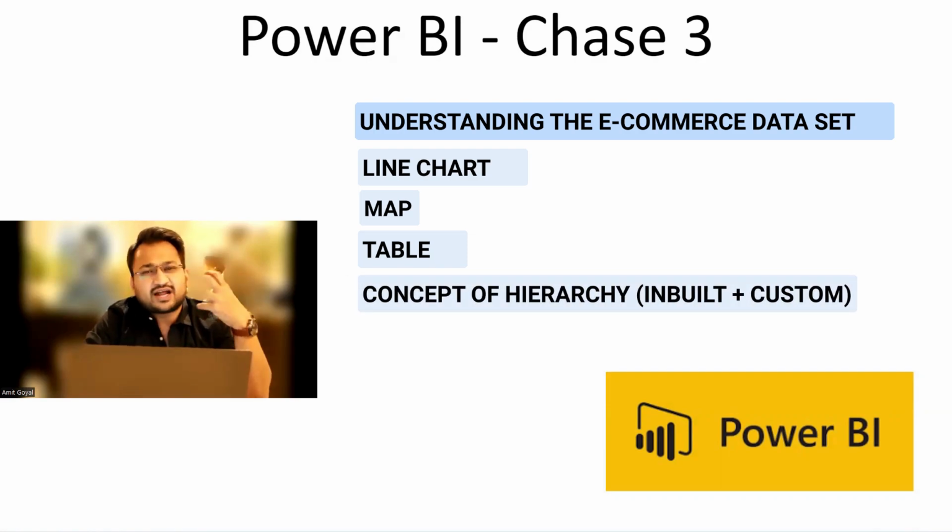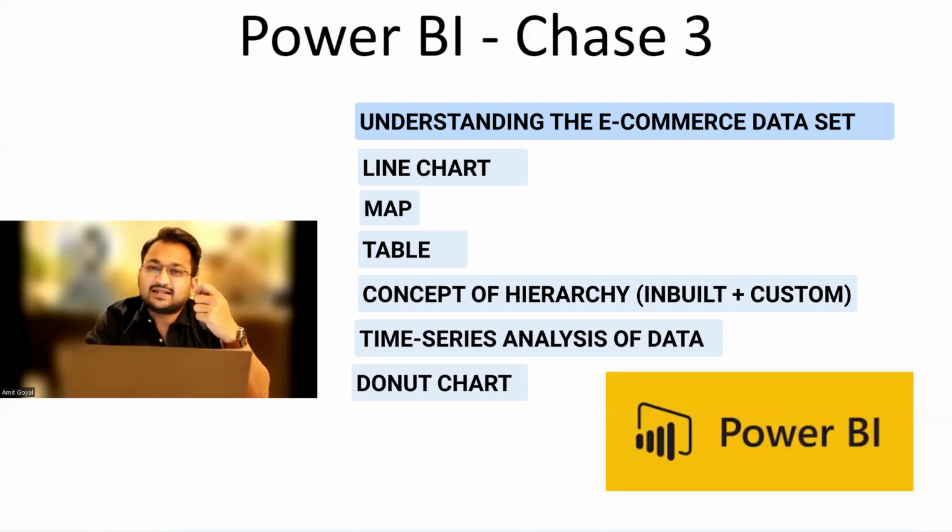So there are two types of hierarchies that we get in Power BI. One is called inbuilt hierarchies, and then we'll be talking about custom hierarchies. Now these hierarchies provide us the feature of working with the drill up, drill down feature in Power BI. So let's get started.